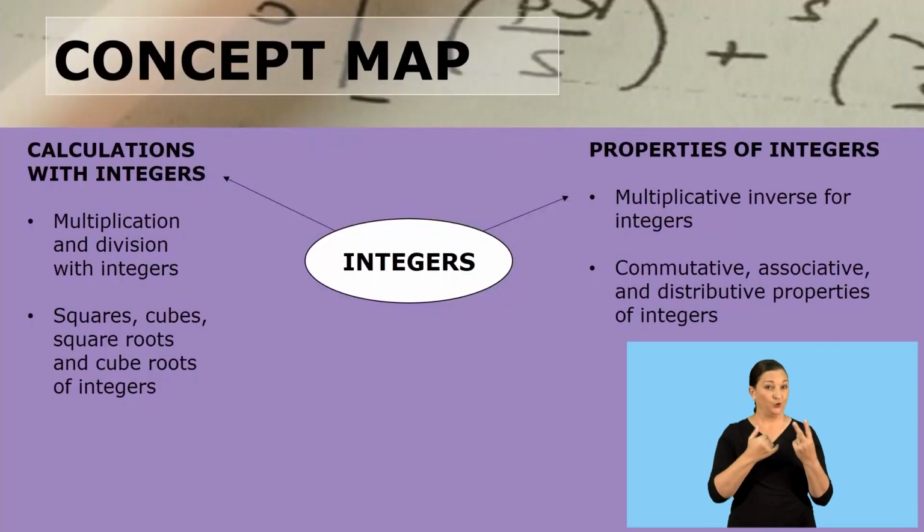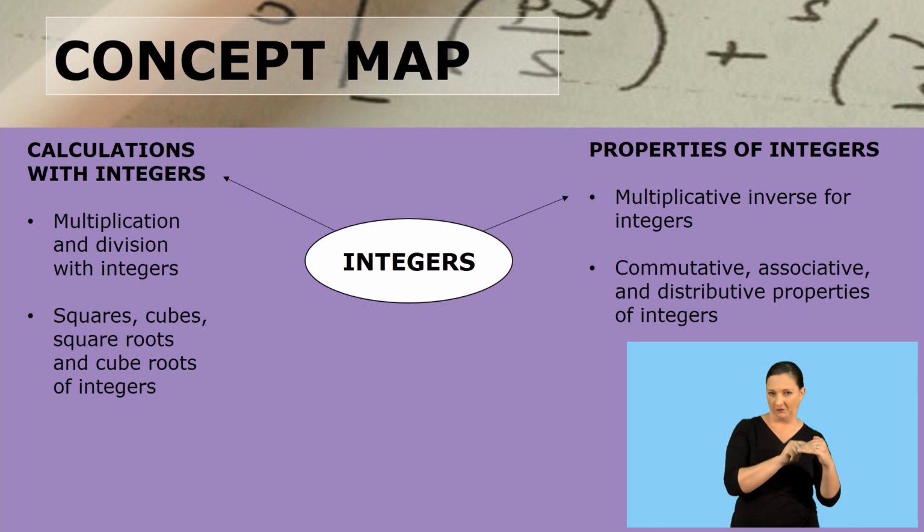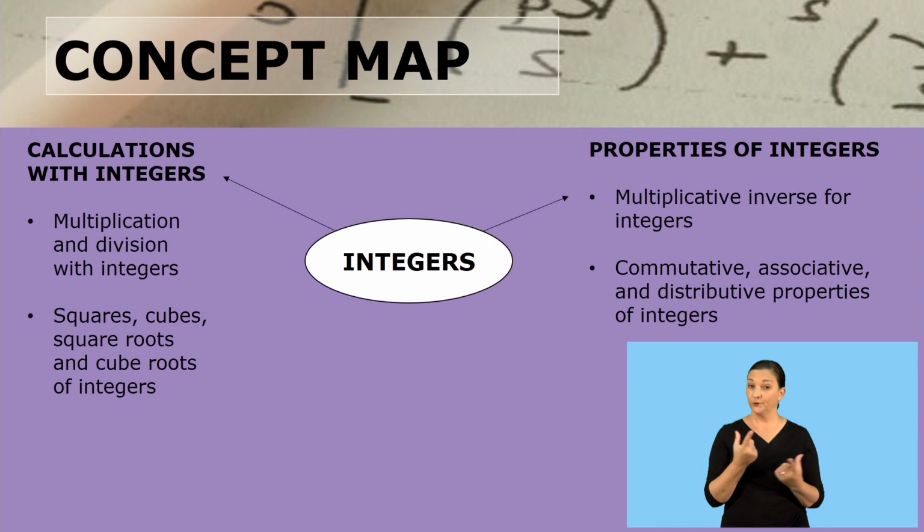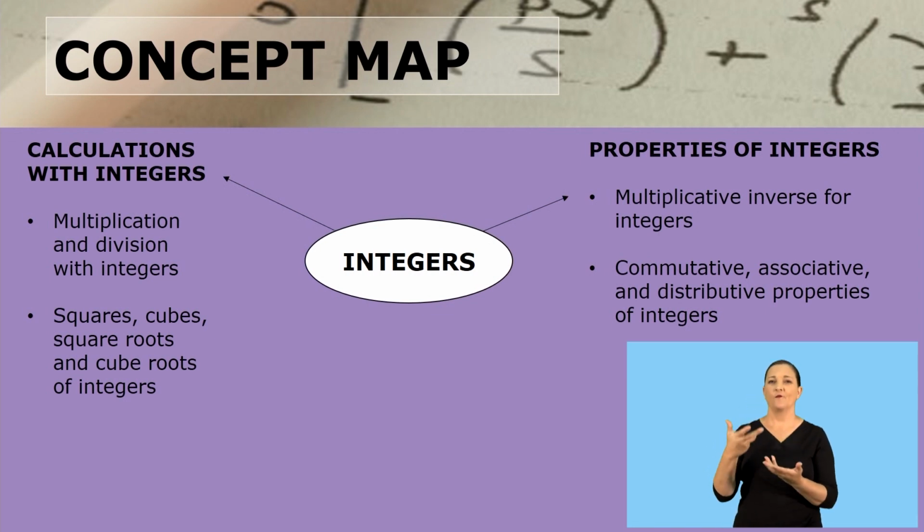So in today's lesson, remember, we were focusing on two aspects. We were looking at the calculations with integers, where we looked at multiplication and division with integers, and we also looked at the square numbers, the cube numbers, the square roots, and the cube roots of integers. We also looked at properties of integers, where we looked at the multiplicative inverse for integers, and also the commutative, associative, and distributive properties for integers.